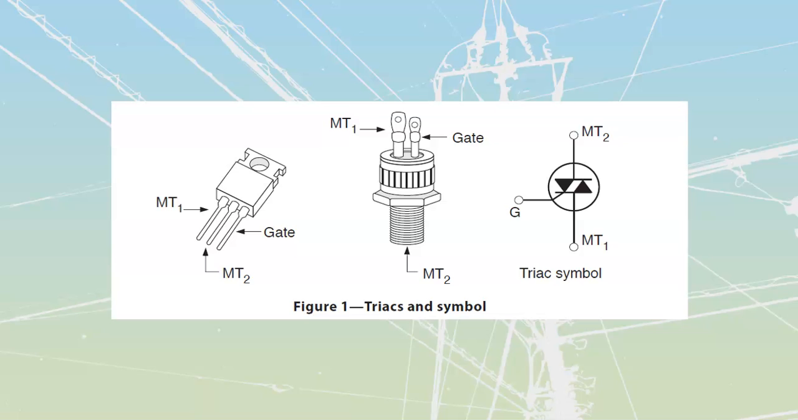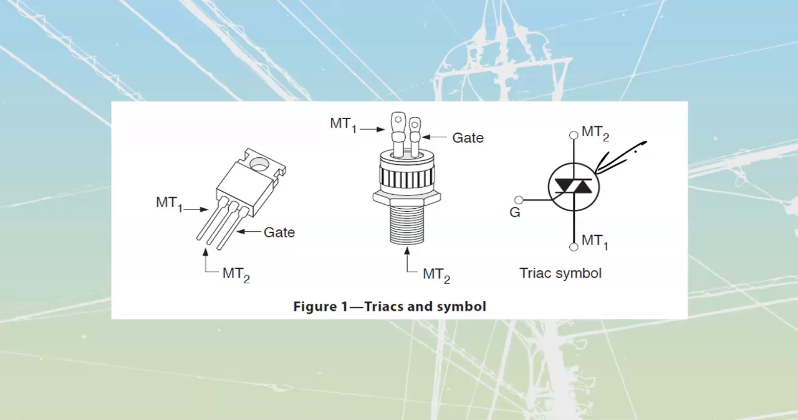It's very similar in the fact that we are going to have 3 terminals off of it, but instead of an anode and a cathode, we are going to have MT1, main terminal 1, and main terminal number 2. We are also going to have a gate, and if you look at the symbol on the inside over here, it looks as if it were back-to-back diodes or back-to-back SCRs. And in reality, that is what this thing operates as.